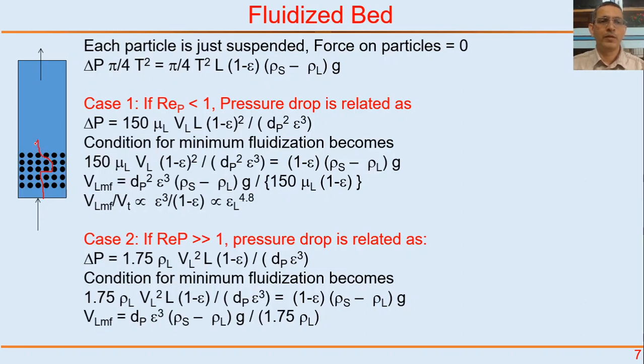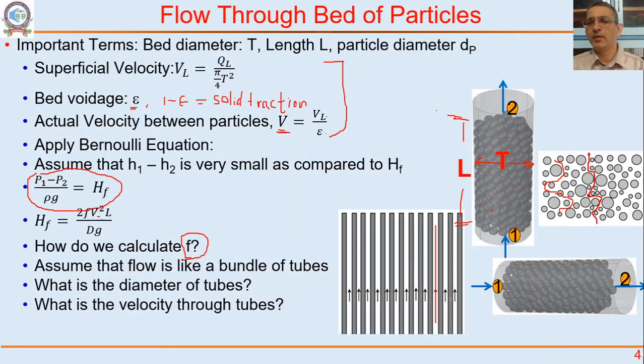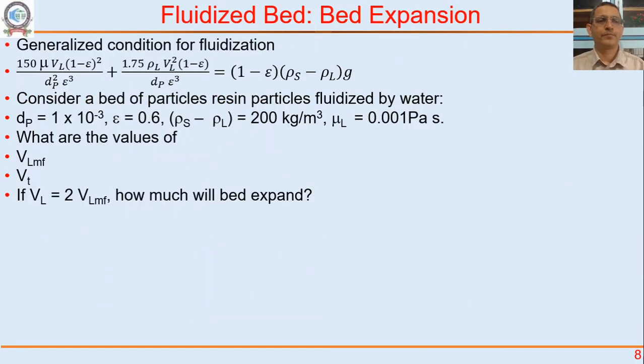Liquid is flowing in the gap between these particles. I've drawn a regular bed of particles as if they are arranged in a nice lattice, but that doesn't happen. The particles are arranged how they are arranged. They are not nicely arranged like this. It was just a schematic.